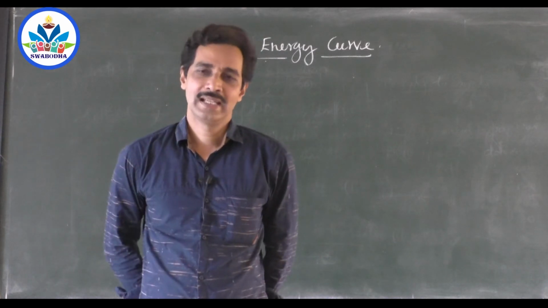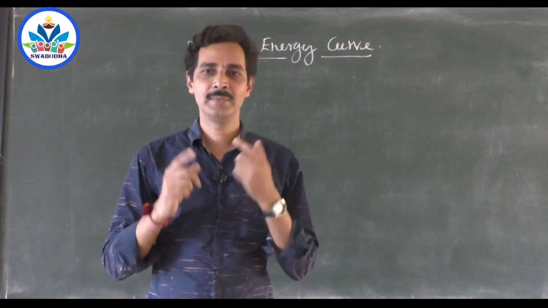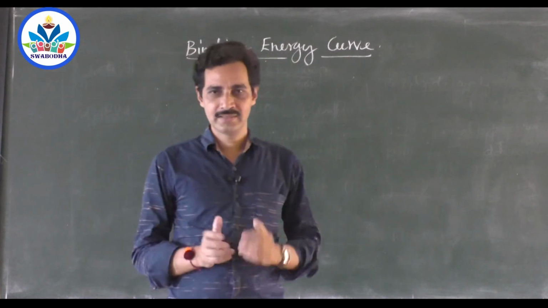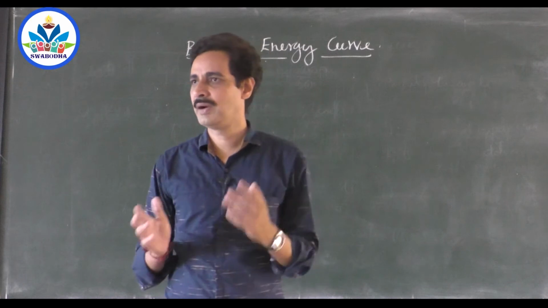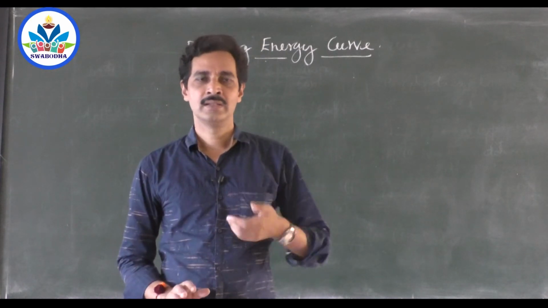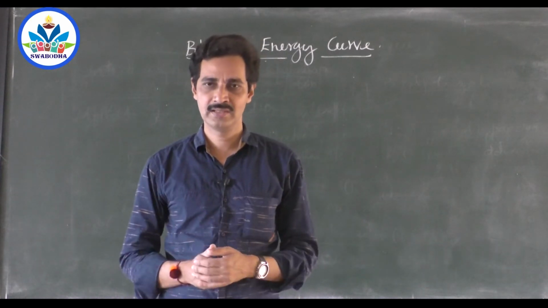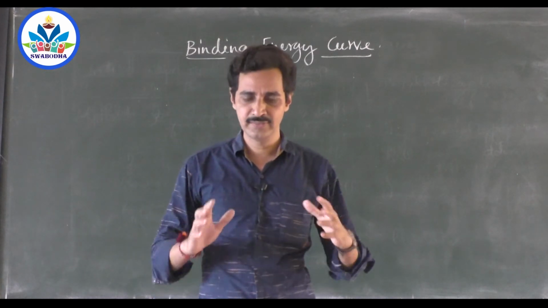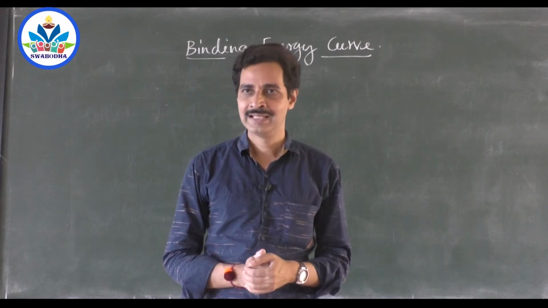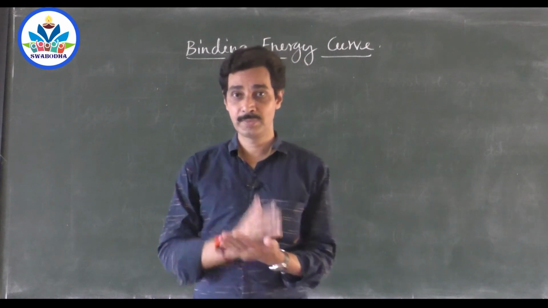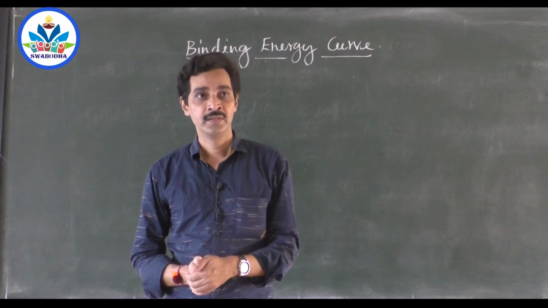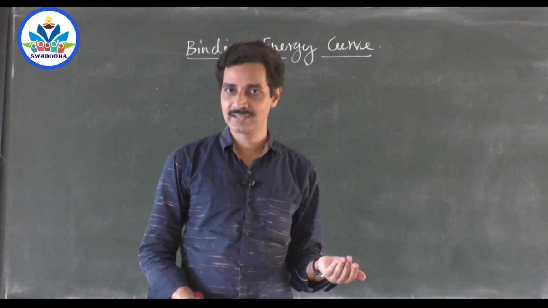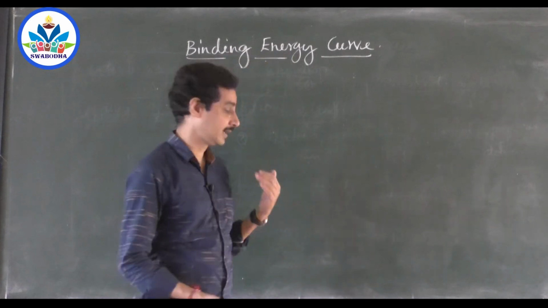Even though we are calling it the binding energy curve, it is actually binding energy per nucleon. We have seen that when a nucleus is formed, a little bit of mass is lost, and that mass is converted into energy while forming the nucleus. The energy required to form the nucleus starting from individual protons and neutrons is called binding energy, or the energy required to break a nucleus into individual protons and neutrons is called binding energy. And the energy equivalent of mass defect is also called binding energy.